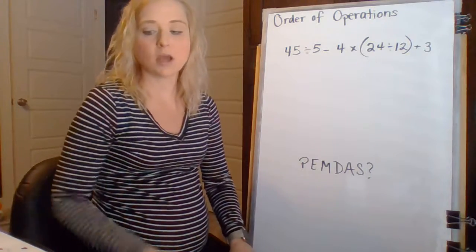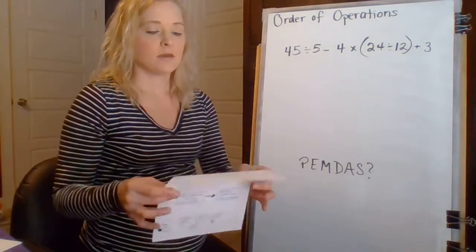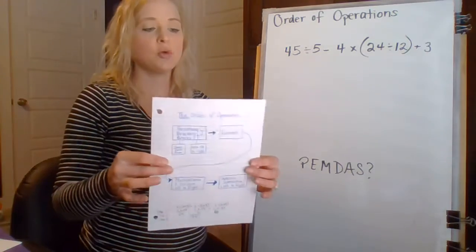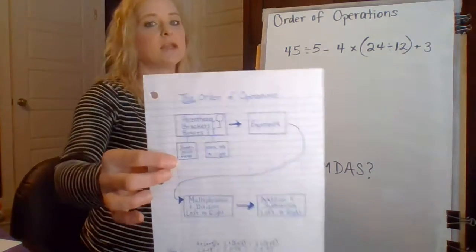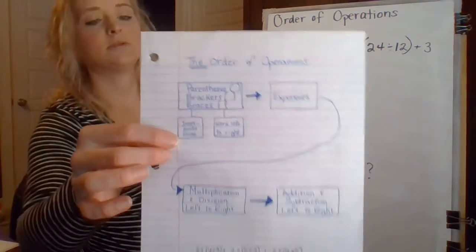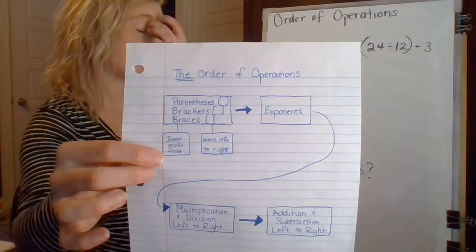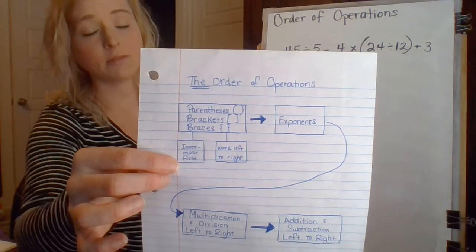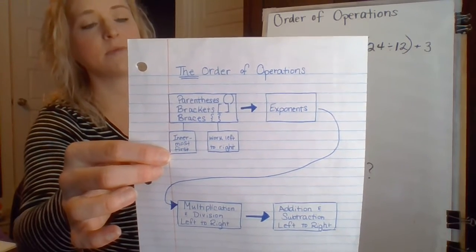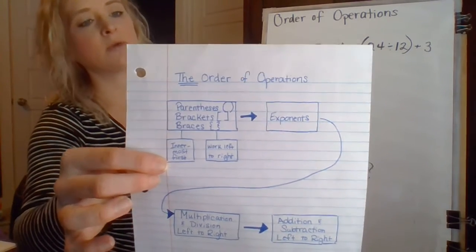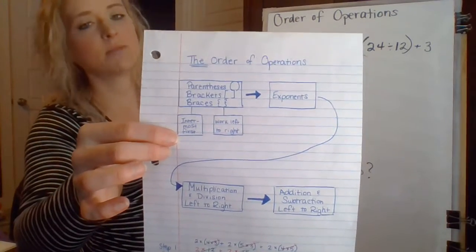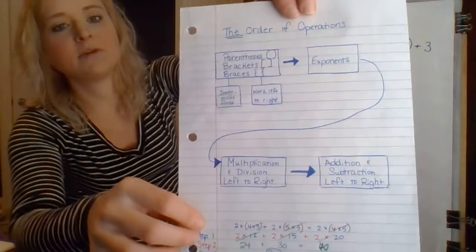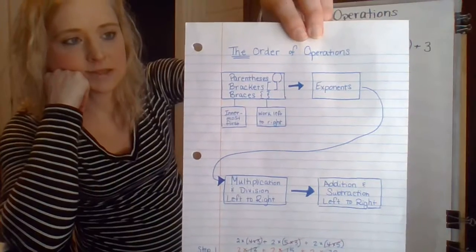But I wanted to go over with you, if you brought your math binder home, you should have this page that we took notes over at the beginning of the year. For order of operations, we made a flow map, a thinking map of the steps. And if you didn't bring your binder home, that's no big deal. I'm going to hold this up for a little while and we're going to go over what the order of operations are.